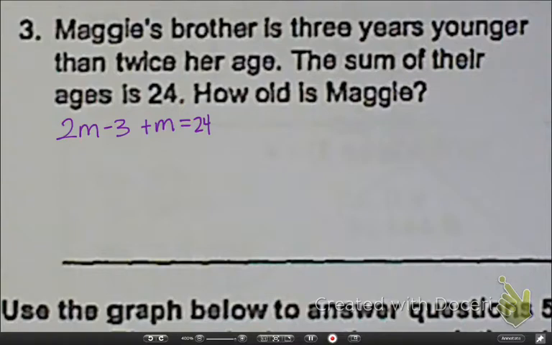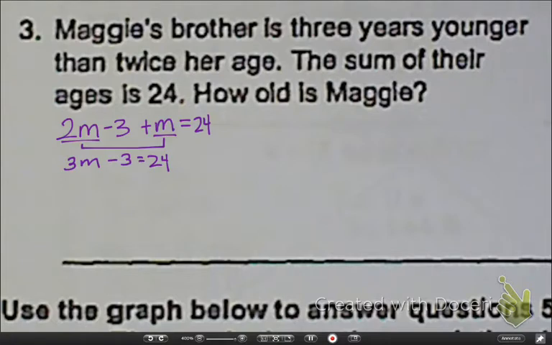So I look for my like terms. I have a 2m and an m. So 2m plus m is 3m. So I have 3m minus 3 equals 24. All right, and then I want to get all my constant terms to the other side. So right now I'm gathering all my variable terms on the left, and I want to move my constant term over to the other side.